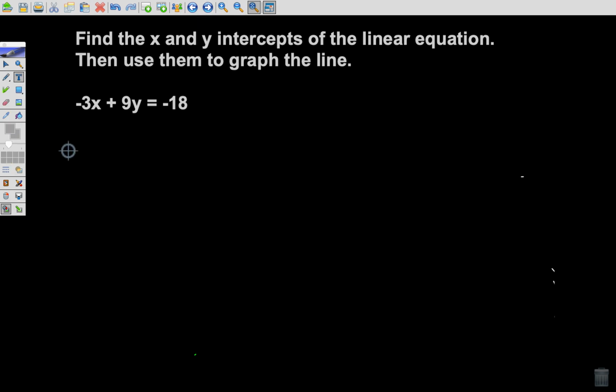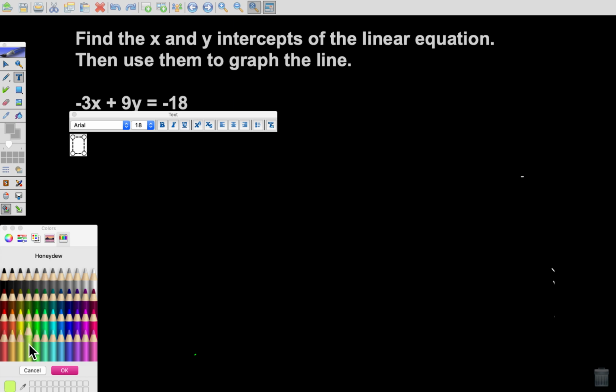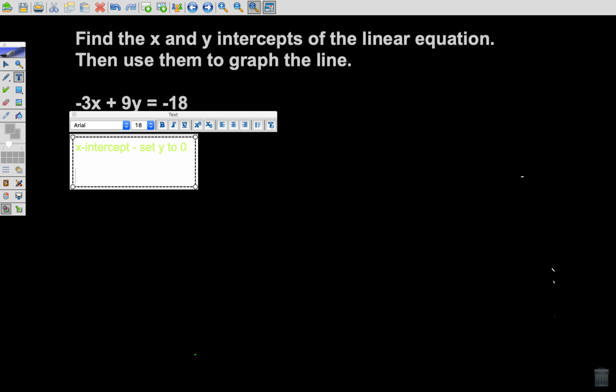All right, so to graph, we want the x-intercept. Okay, so let's get a bright color here. Okay, the x-intercept we'll find first. So we're going to set y equal to 0, or just set y to 0. And that means that we're going to take -3x + 9 times 0 = -18. Just watch your signs.